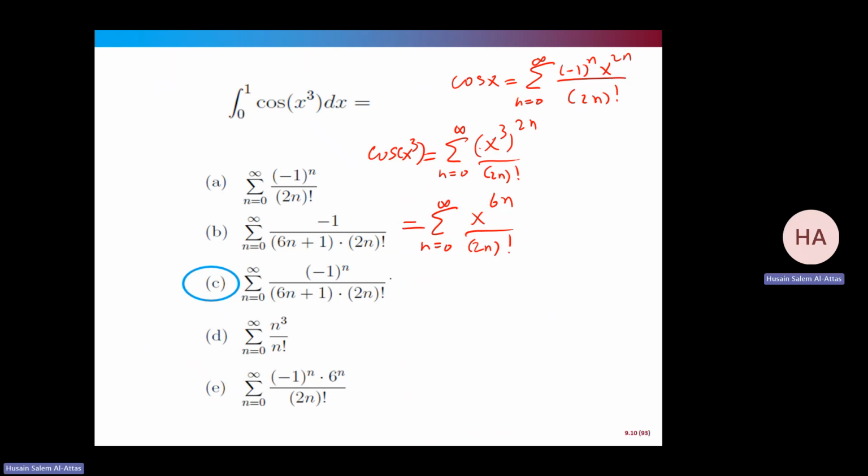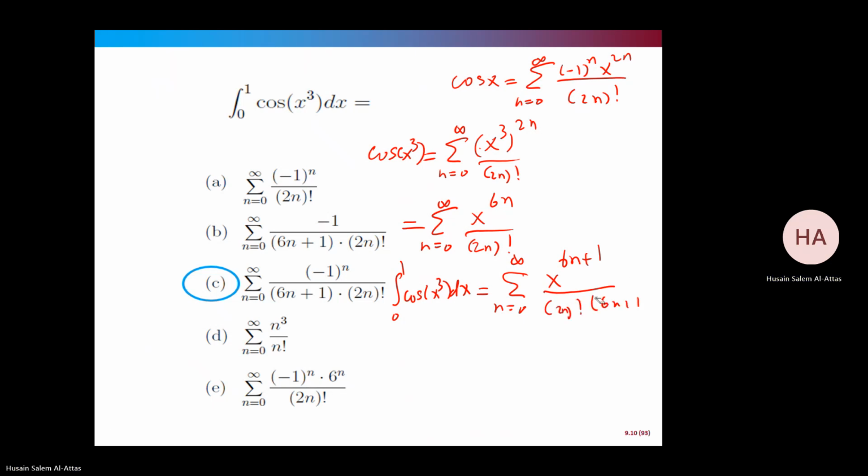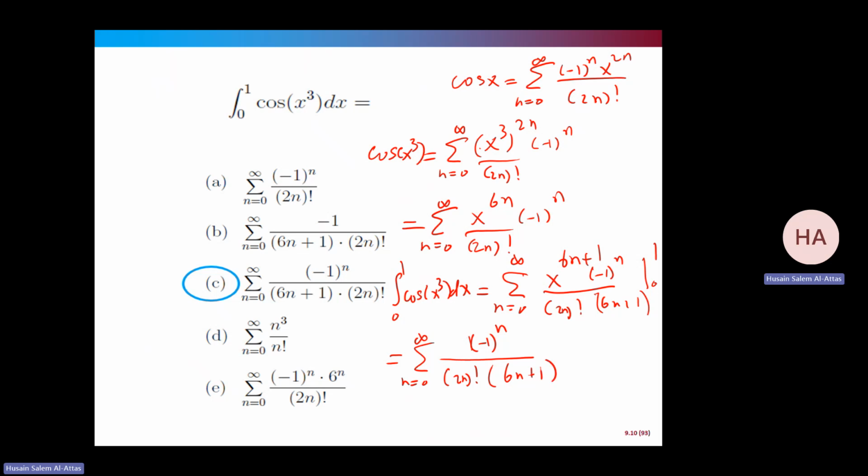What I need is the integral of this from 0 to 1, cosine x cubed dx. So integrate this. So I have summation n equals 0 to infinity x to the power 6n plus 1 over 2n factorial. Don't forget 6n plus 1. Now, this is from 0 to 1. So that will be the summation n equals 0 to infinity 1 over... Is there a minus sign? Yeah, I forgot the minus sign. There should be minus 1 to the power n everywhere. That gives me minus 1 to the power n, 1 to the power something, that will be 1, over 2n factorial, 6n plus 1. That will be the answer.